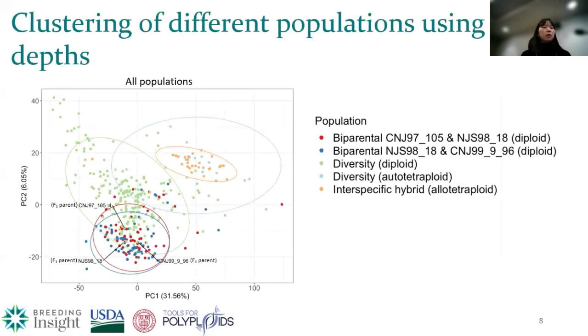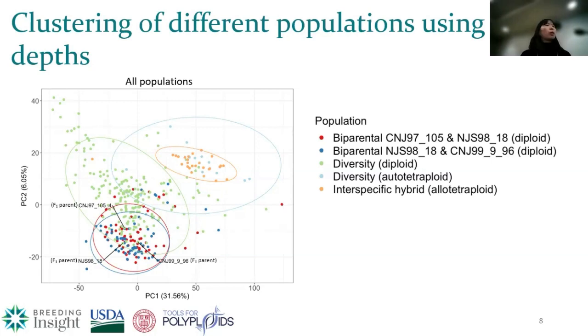PCA using read depth shows the clustering of different populations. From this plot, the diploid diversity panel clustered in the middle, and the auto-tetraploid diversity panel slightly shifted towards the right. The interspecific hybrid samples tightly clustered up. But the F1 populations are in the bottom left corner.